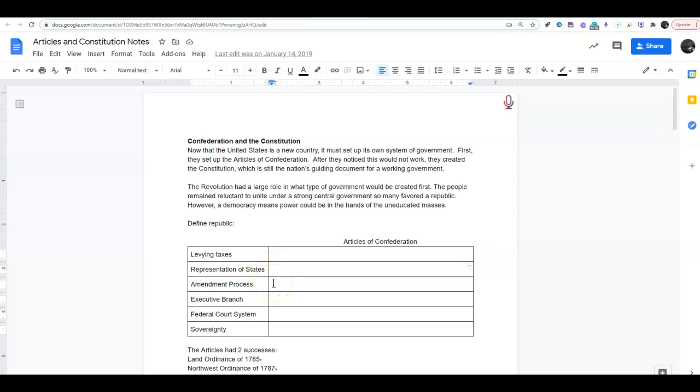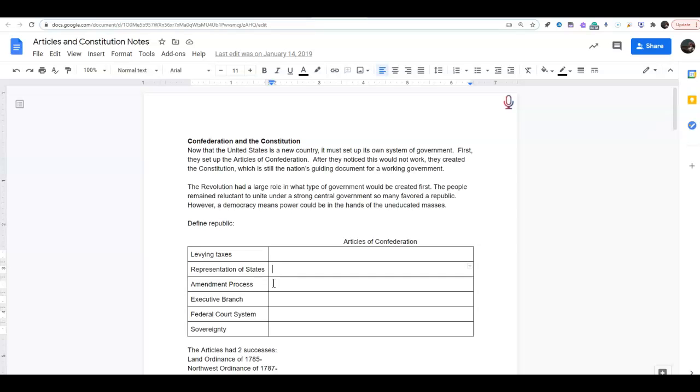The amendment process. An amendment is a change or addition to. So if you're going to change the Articles of Confederation or you're going to add something to it, all 13 states had to agree. Now this is a problem because if you have something that you want to change, it's very unlikely that all 13 states are going to agree on the same thing. So changing or adding anything to it became extremely unlikely and difficult.